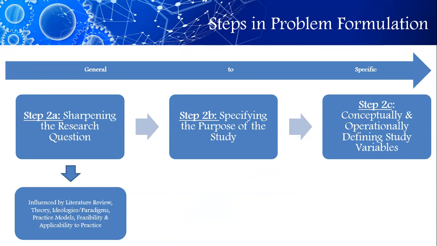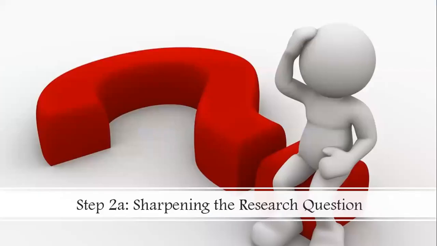And so not only do we have to specify the purpose of our study, but we also have to define each of the concepts in our study and really become clear on exactly what it is that we're trying to measure within our study. So we'll talk about these steps, and we'll break each of these sub-steps down momentarily. So step 2A, let's talk a little bit about sharpening the research question and what this looked like in my work.